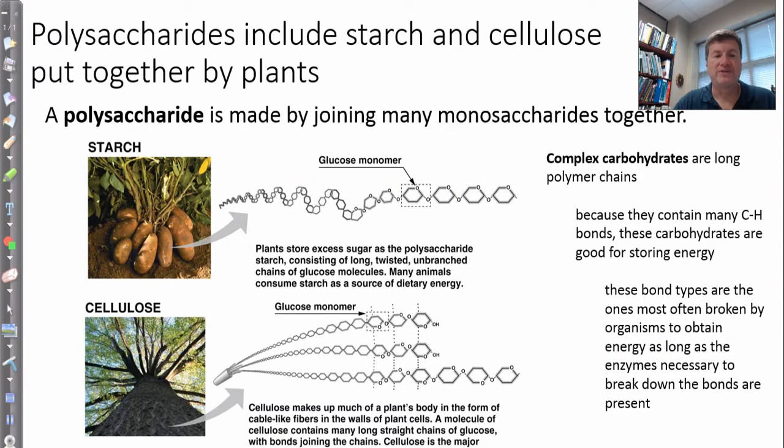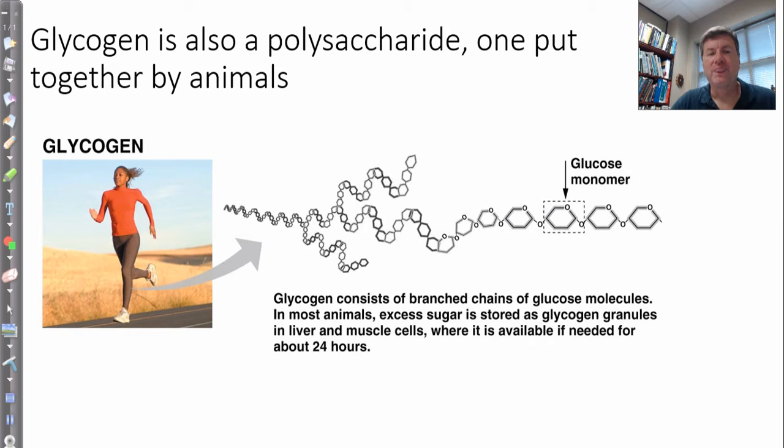Let me give you one more example of a polysaccharide, glycogen. This is a form we put together to store our extra energy. Let's say you eat a meal and you have plenty of energy that you need to power your cells, and there's energy left over. You may actually chain together some of those extra glucose molecules as glycogen and store that in your liver and in your muscles. It's kind of like standby energy just in case you need it.